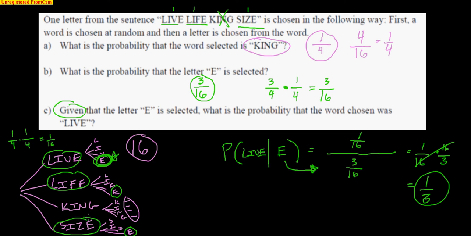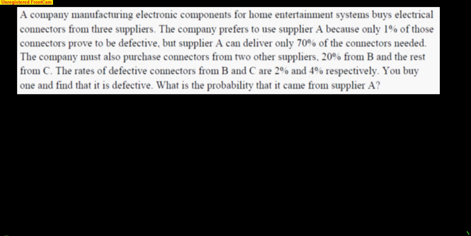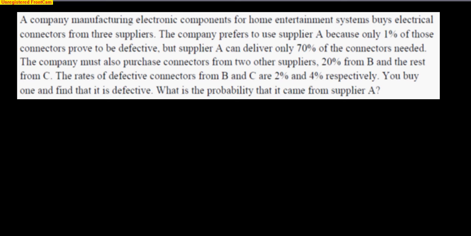If I know the letter E was picked, it had to be one of those 3 words, because the word king wouldn't work. That means there's 3 options that could have led to me picking an E, and one of them is the word live. Another way I could have ended up with 1/3. So conditional probability could be used with the formula, or it could be used with a little bit of common sense too. All right, last problem for conditional probability.